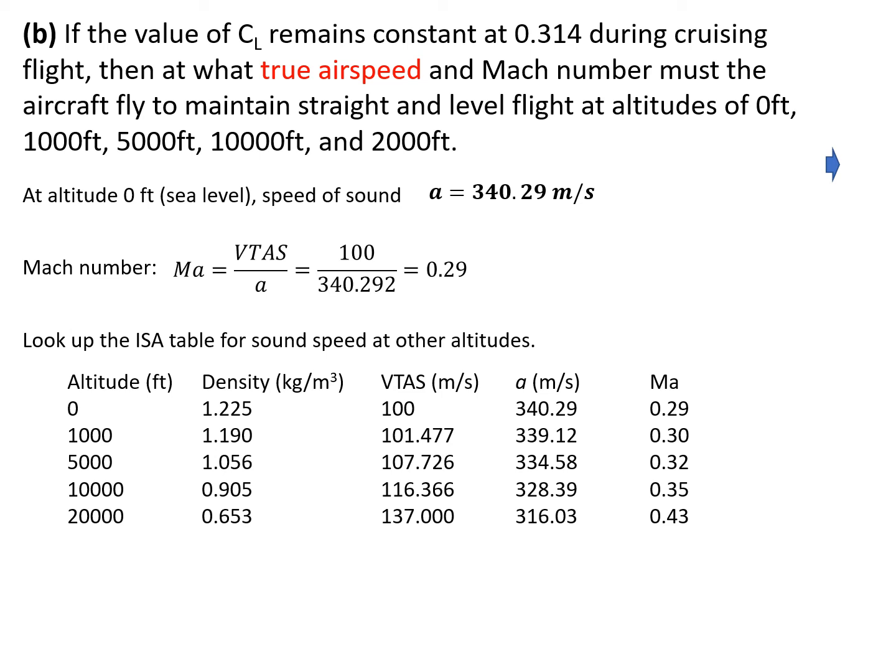And in order to get the Mach number for the other altitudes, we need to again look up the ISA table. Following the same method, we can get the other Mach numbers at increasing altitude. And we can see the Mach number actually increases with increasing altitude at the same CL.